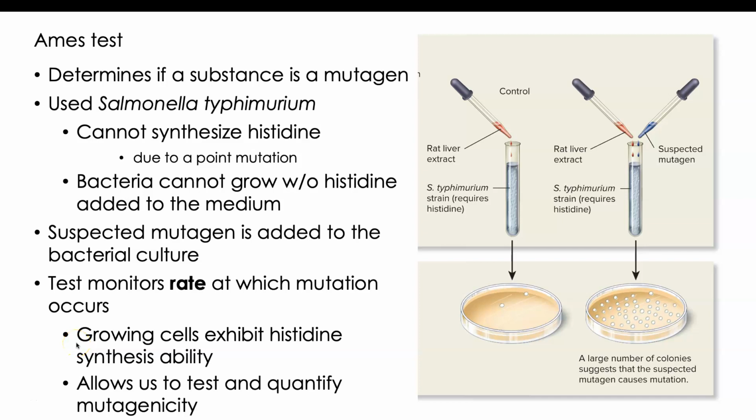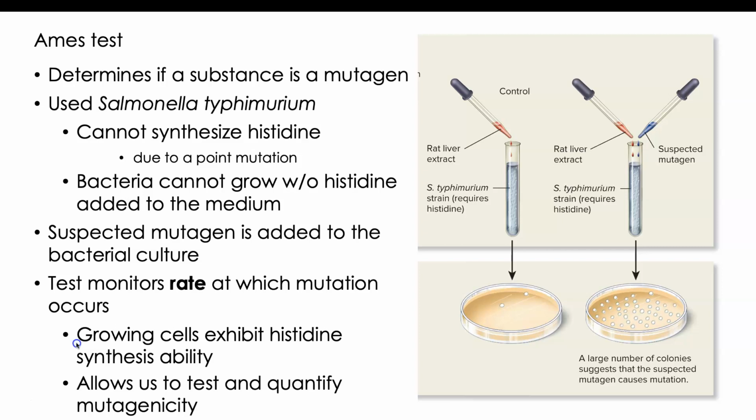So the Ames test is this really cool way of deciding if a chemical that you have is a mutagen. And what we do with your suspected mutagen is we expose a single-celled prokaryote to the mutagen, and we see if the mutation rate changes.